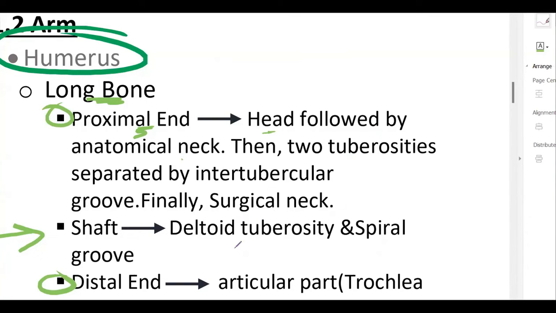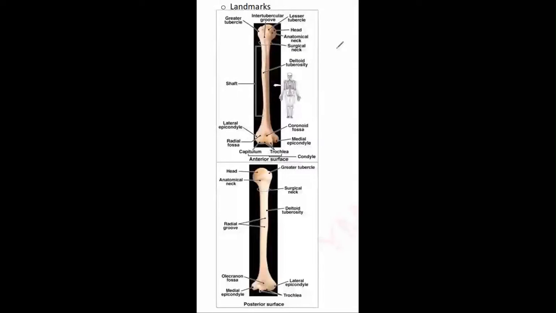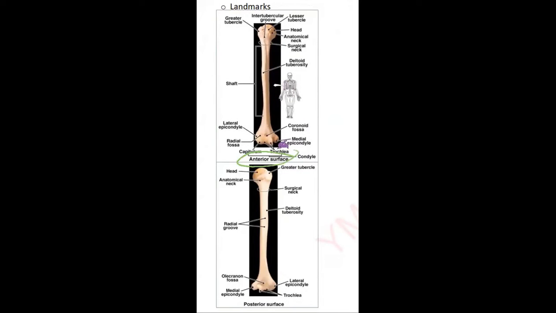In the shaft, we have just two things, the deltoid tuberosity and the spiral groove, both laterally. As you can see here, this figure shows the anterior surface of the humerus and its posterior surface. Studying the shaft, we have the deltoid tuberosity here and the radial groove, or else called the spiral groove, running from front to backward. Before we continue, let me tell you everything has a reason for its presence.